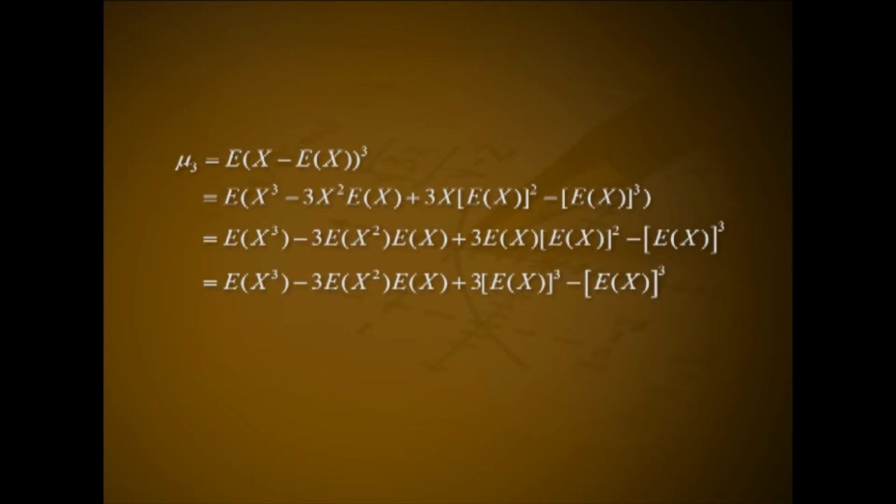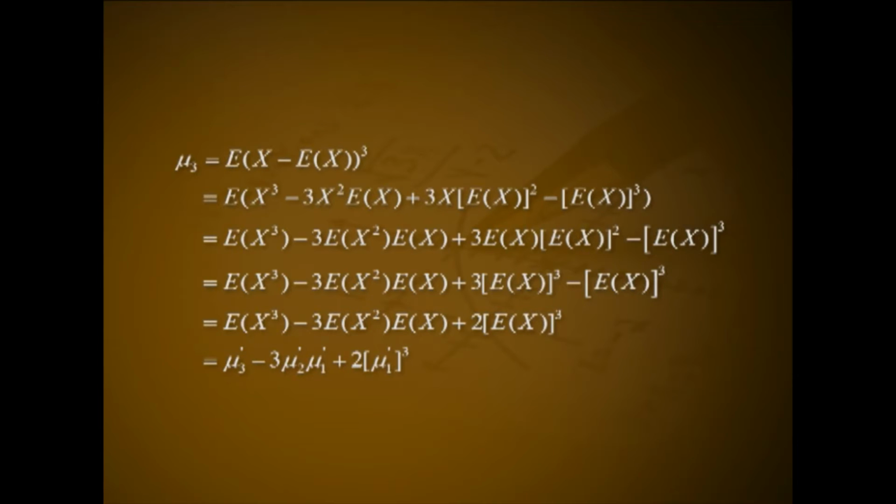that is equal to expectation of X cube minus 3X square into expectation of X plus 3X into (expectation of X) the whole square minus (expectation of X) the whole cube, that is equal to expectation of X cube minus 3 into expectation of X square into expectation of X plus 3 into (expectation of X) the whole cube minus (expectation of X) the whole cube, which is expectation of X cube minus 3 into expectation of X square into expectation of X plus 2 times (expectation of X) the whole cube, that is mu 3 dash minus 3 into mu 2 dash into mu 1 dash plus 2 times mu 1 dash the cube.